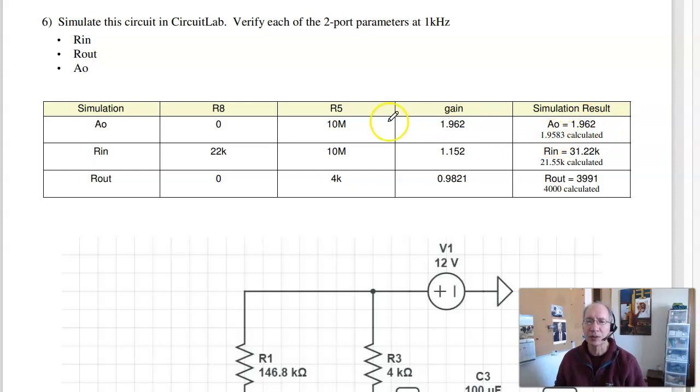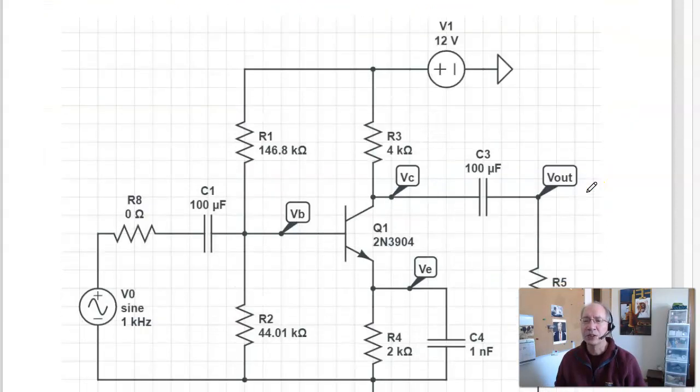Pretty close. Rn, I made R8 22K. I should get half. I got 1.15. From the previous calculation, so I can calculate Rn, 31K. Close, a little bit off. Rout, 3991 versus 4K. So with a circuit like this, I can experimentally find the two-port parameters. On the Rn, AI, Aout, well, AI is equal to 0, Aout, Rout.